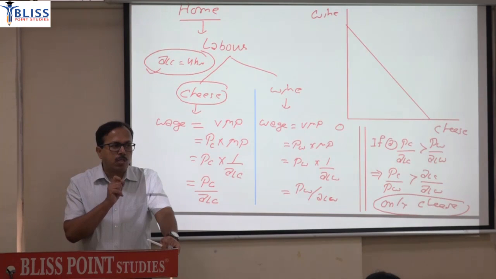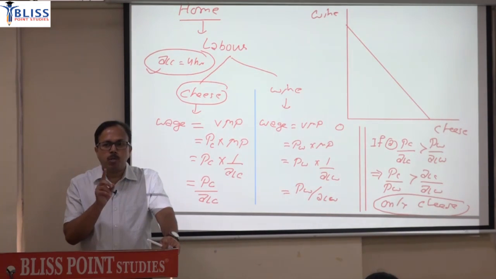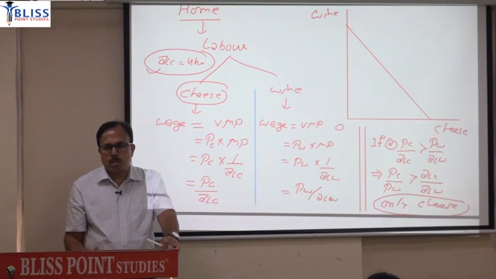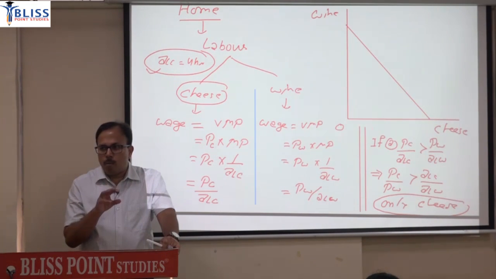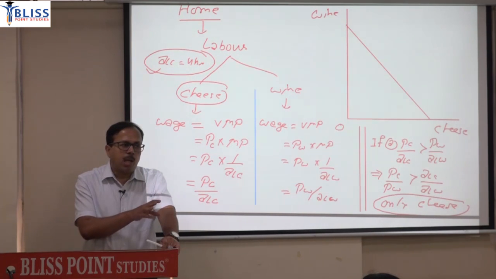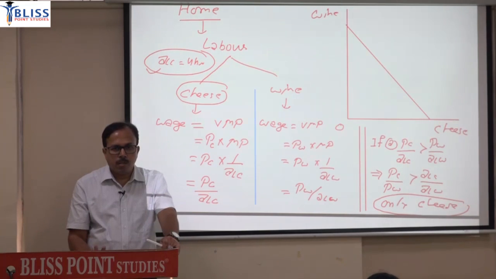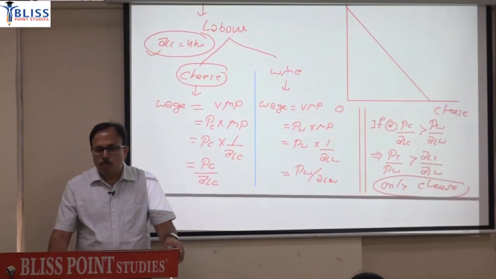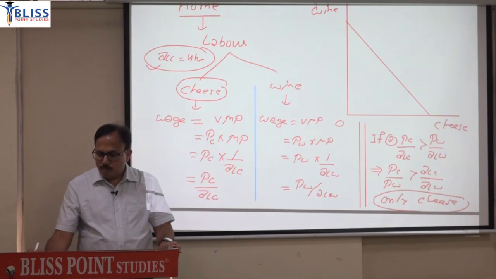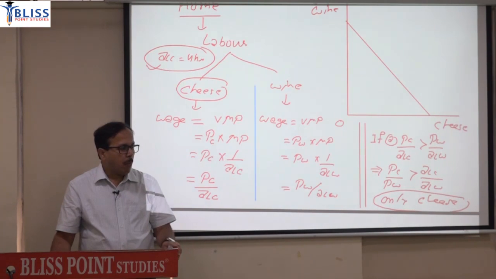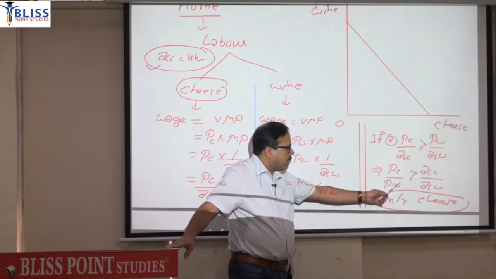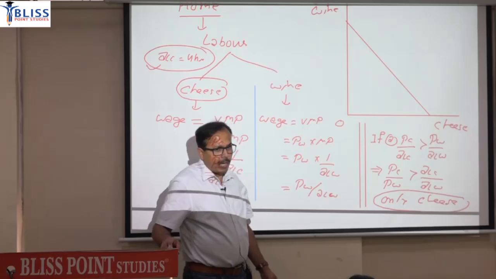So the country will produce cheese when the relative price of cheese is greater than the opportunity cost of producing cheese. An economy will produce only cheese only when the relative price of that good is greater than the opportunity cost of producing that commodity. Okay? So this is one possibility. What will happen in the opposite case? In the opposite case, the country will produce only wine.